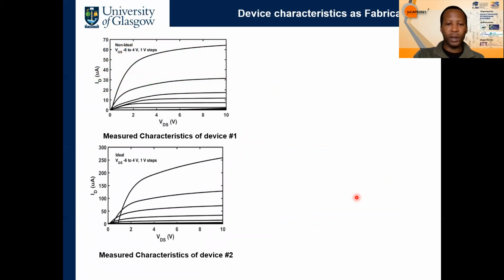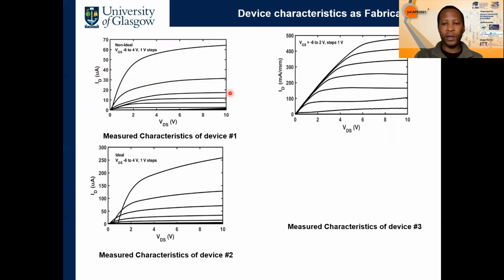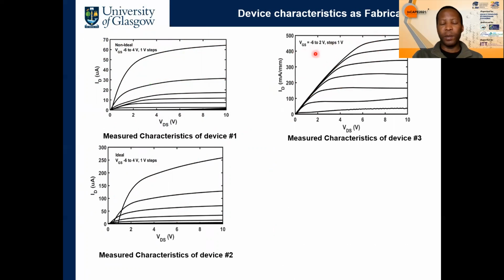For device number 1 and device number 2, measured characteristics after fabrication show very low drain current in the microampere range compared to device number 3, which had no plasma on the gate region. Device number 3 has a drain current of 450 milliamperes per millimeter. This is a clear indication of the plasma damage on device number 1 and device number 2.